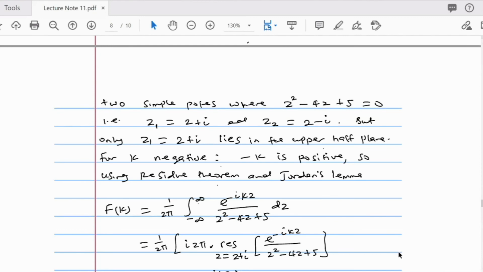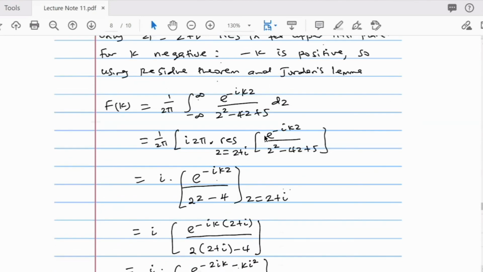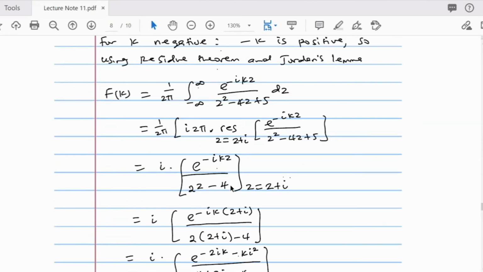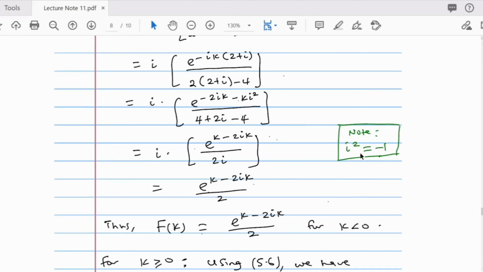Okay, so once you do that, you just differentiate the denominator. So you get 2z minus 4. Then put your z throughout as 2 plus i. So you multiply 2 pi i with this. When you do the computation, you are going to get this guy here. Use the fact that i squared is minus 1. Okay, so this is your f of k. This is your f of k for k less than 0.